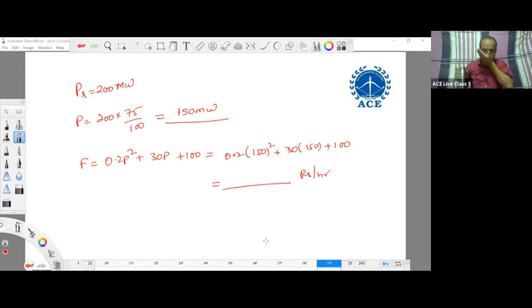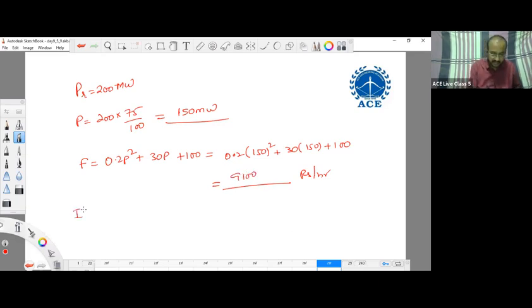What is the fuel cost? Calculate it and post the answer, sir. What do you get? 9,000. Different answer. 9,100. So the fuel cost is 9,100 rupees per hour.